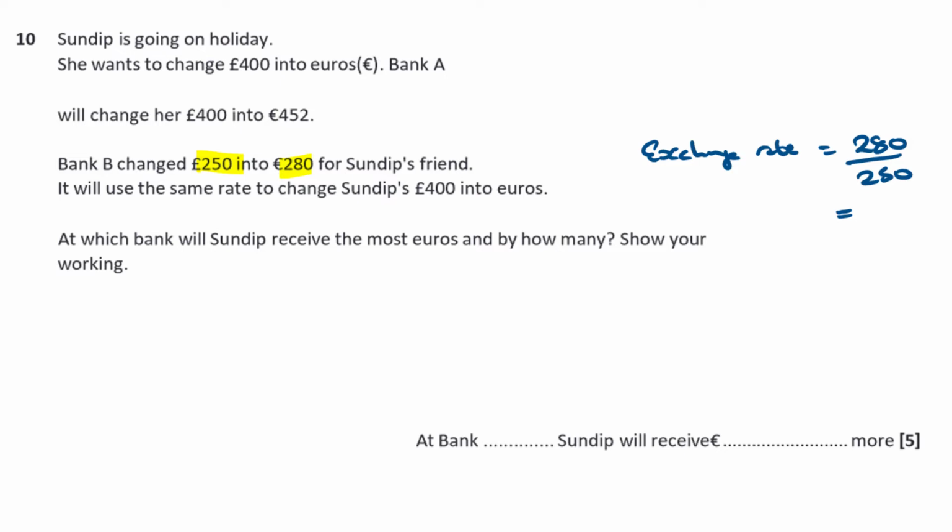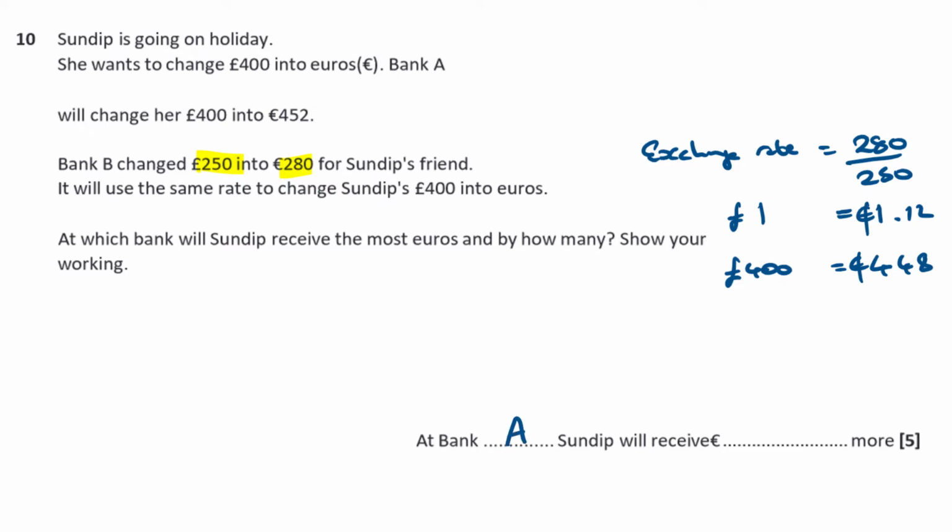That comes out to be 1.12, which is basically £1 is going to get you €1.12. Okay, so then if I have £400 to change, I'm going to take my 1.12 euros and times it by 400, and that's going to give me 448. Okay, so 448 euros from Bank B. Now we got 452 from Bank A. So Bank A is going to give her the most.